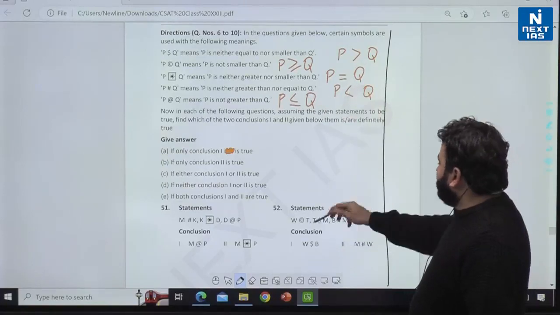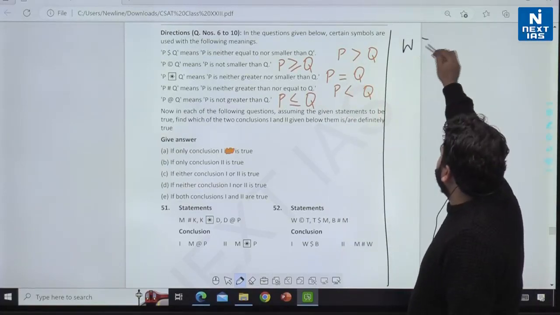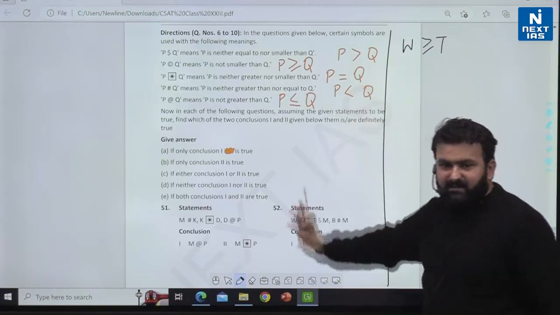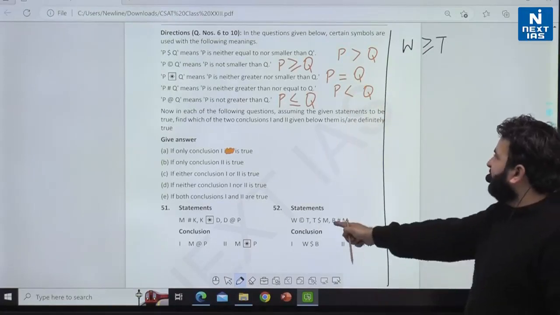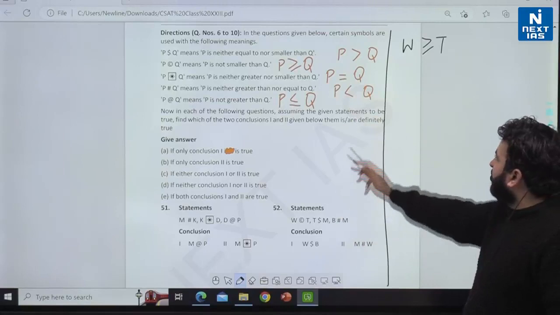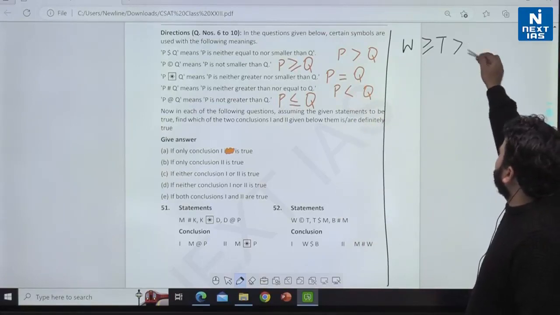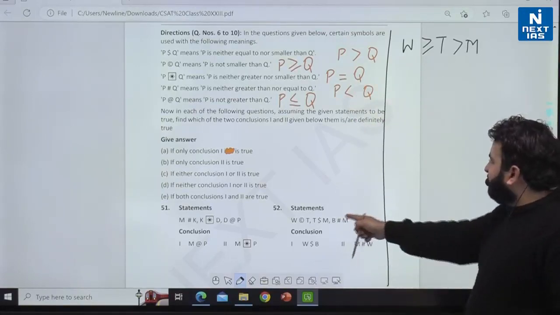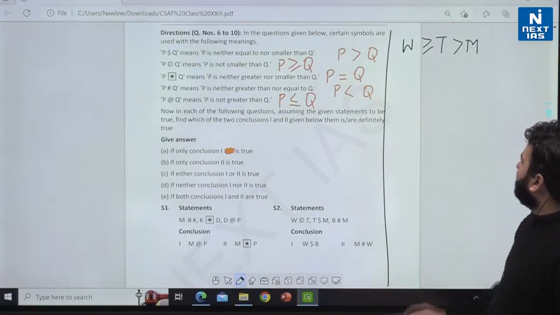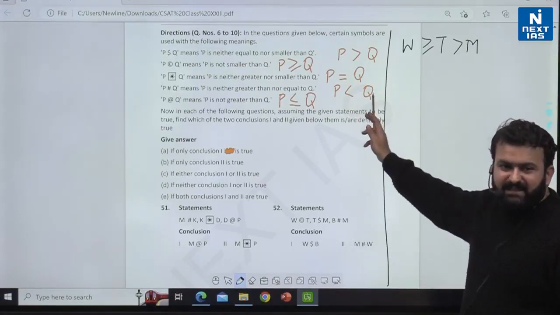W copyright T means W is greater than or equal to T. Express in the same way. M dollar T means T is greater than M. B hashtag M, now see, B hashtag M means B is less than M.